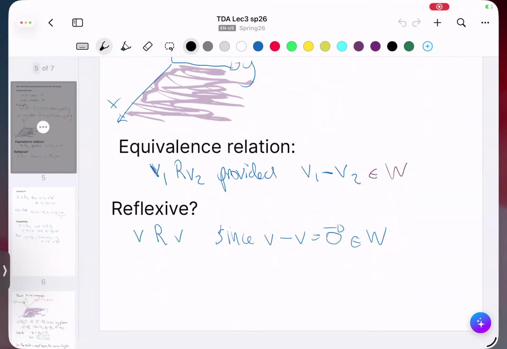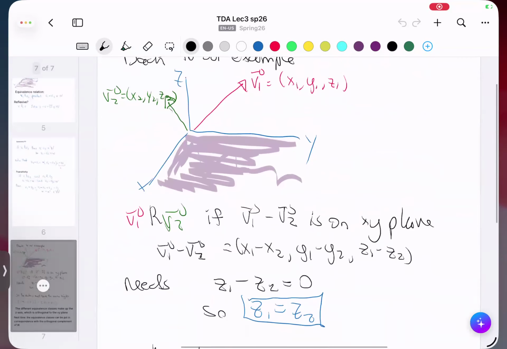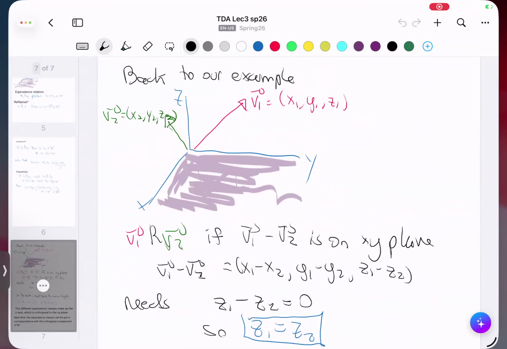Here I was just checking that it was an equivalence relation, but the idea is that the only way for the difference of those two vectors to be on the xy plane is if they both have the same height, right? So that's geometrically what's happening. Again, the point of an equivalence relation is that you break up the space into pieces or different subsets. So two vectors are related if they have the same height. Height is the property that distinguishes one equivalence class from the other. Height is the distinguishing feature.